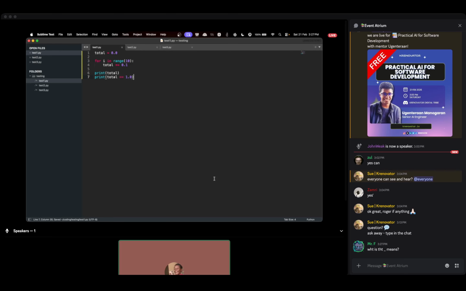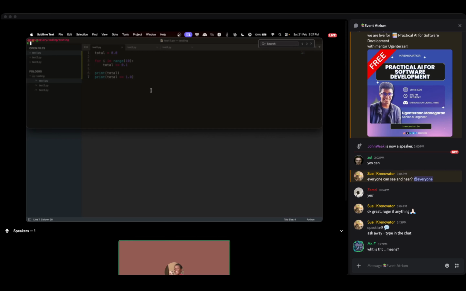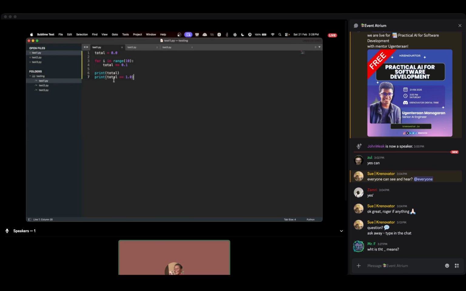All right, so let's try it. That's my terminal. That's the name of the file, and you can see that it's 0.99999 instead of the 1.0 that we were talking about. And this check over here, let me just try to make it bigger.